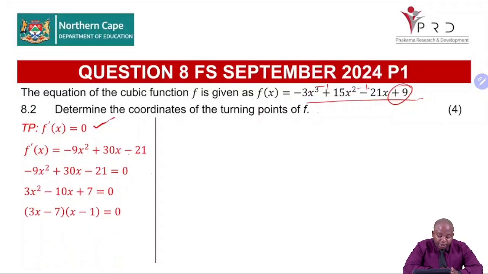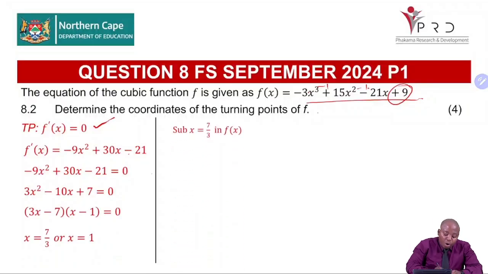We get the first bracket is 3x minus 7, and our second bracket, we get x minus 1. Then x is equal to 7 over 3, or x equals 1. Thereafter, we're going to substitute both of these x values separately to get the corresponding y value of y of x.